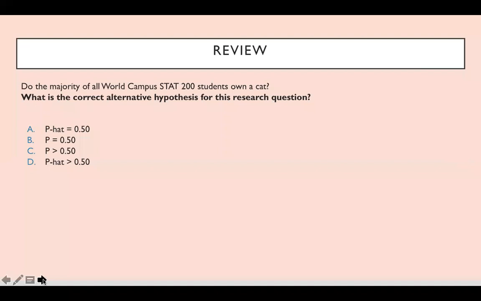Okay, so do the majority of all World Campus .200 students own a cat? What is the correct alternative hypothesis for this research question?